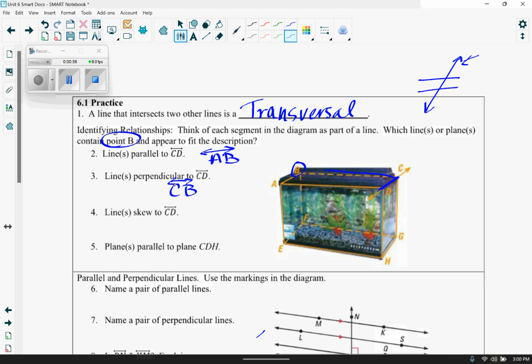Skew, but it includes B. So I'm going to say skew would be back over here, BF. And parallel to CD, a plane, is going to be plane BAE.